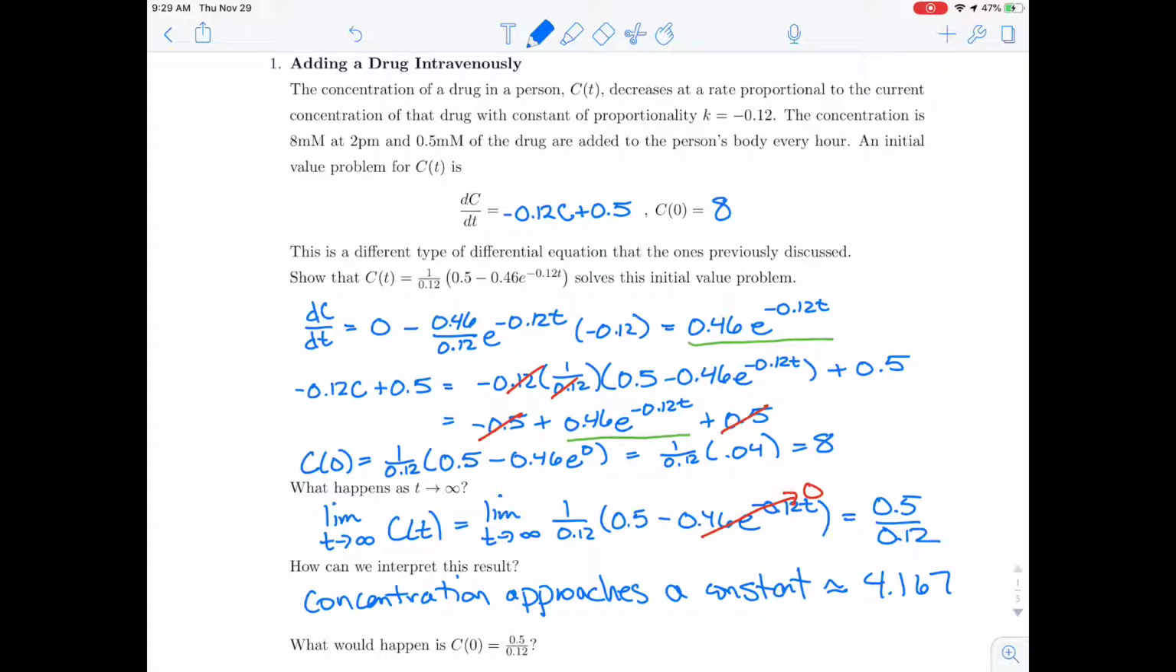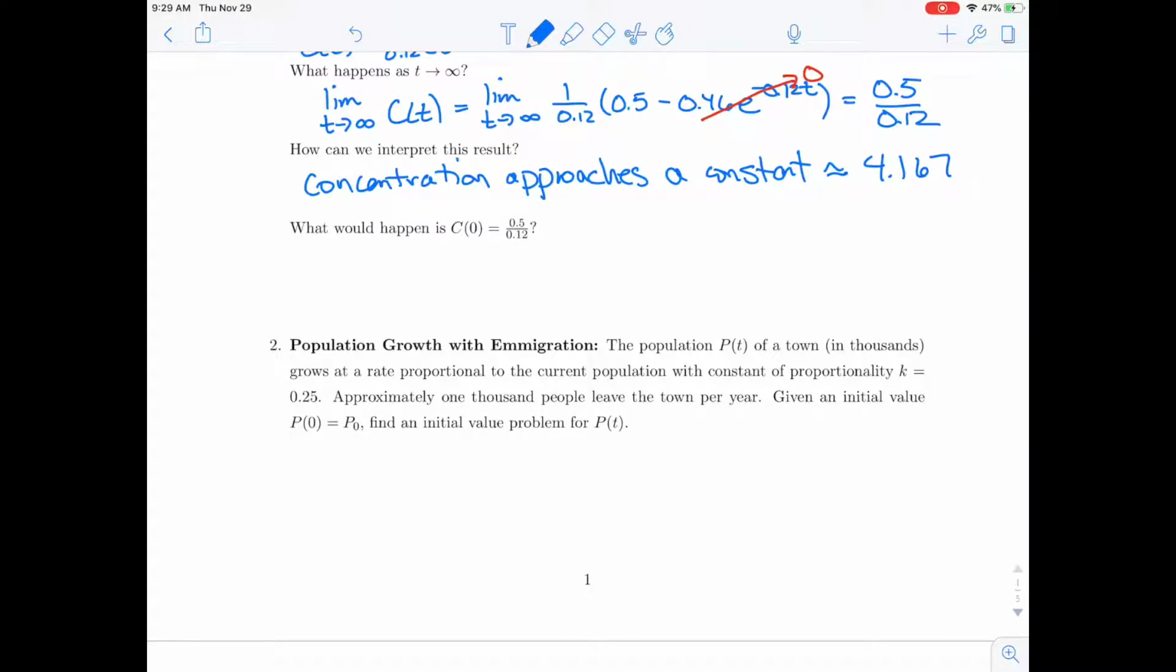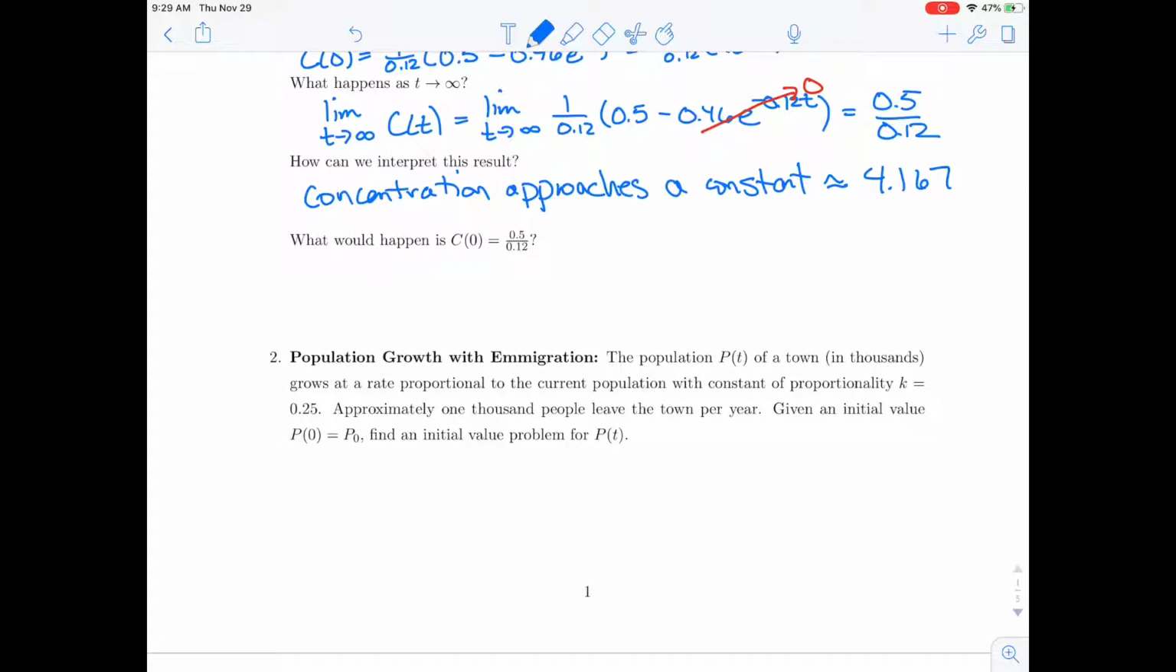And so we see that this patient, with this intravenous drug being pumped into them, has this constant amount of the drug in their system for all time. They'll have some sort of constant buzz for a while. Now, a good question to ask is, what would happen if our initial concentration had been 0.5 divided by 0.12? So what if the initial concentration had been that value that the concentration approached in our previous solution?